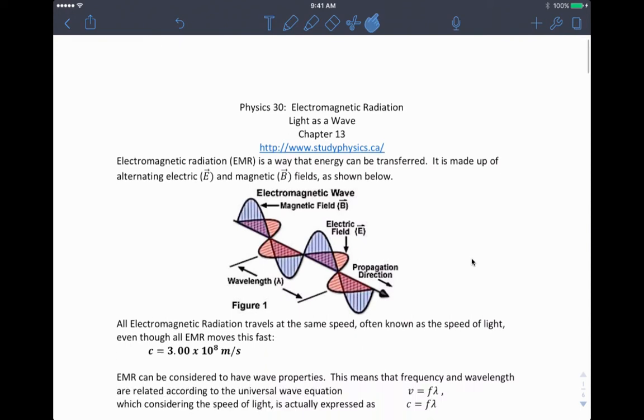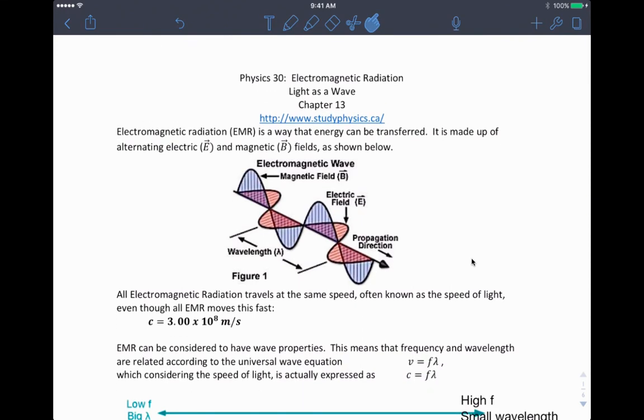Electromagnetic radiation is made up of alternating electric fields and magnetic fields. It's really energy that's being transferred, for our purposes now, in the form of a wave. You have a changing electric field that's going up and down. If you have a changing electric field like that, then that will induce a changing magnetic field at 90 degrees to that.